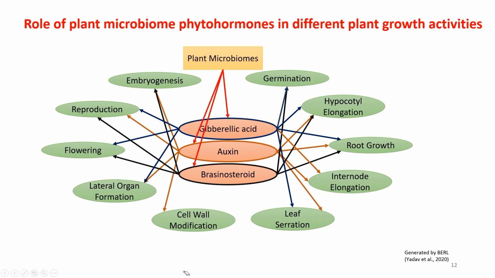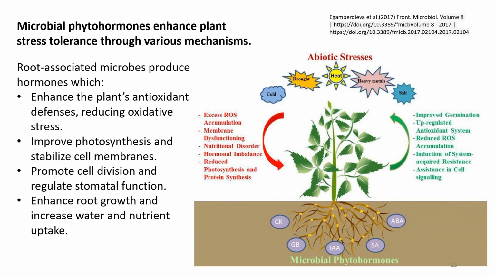Similarly, gibberellic acid may also play a role in germination, leaf serration and root growth. Auxin also helps in root growth. So, you can see many roles played by the phytohormones released by microbes. Overall, microbial phytohormones enhance plant stress tolerance through various mechanisms as well.